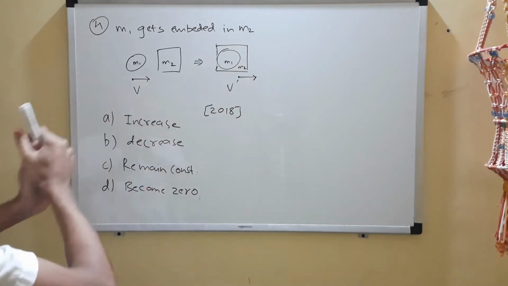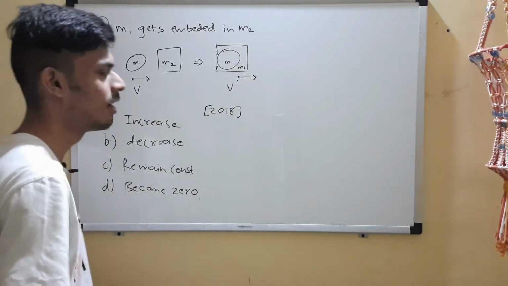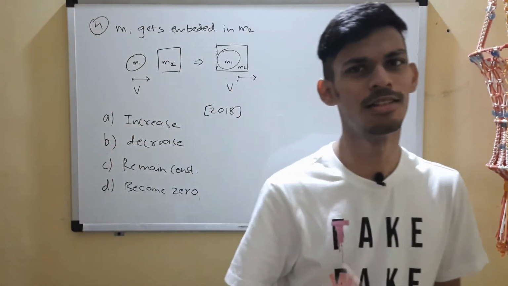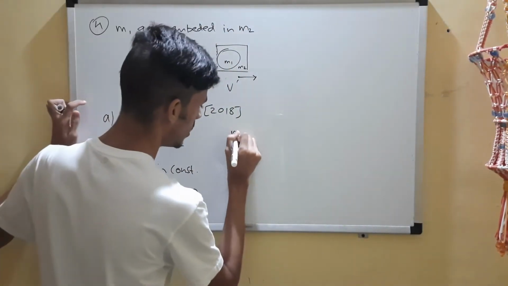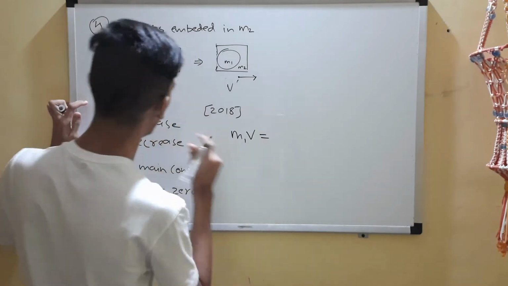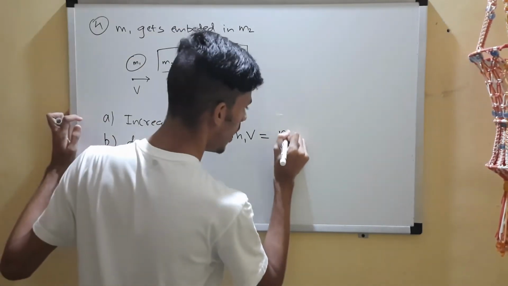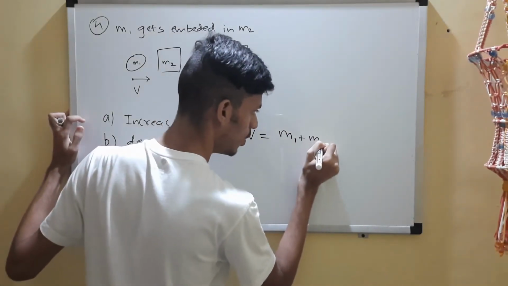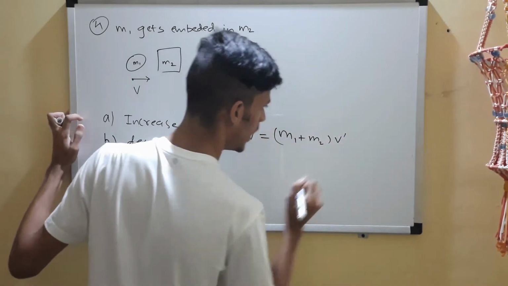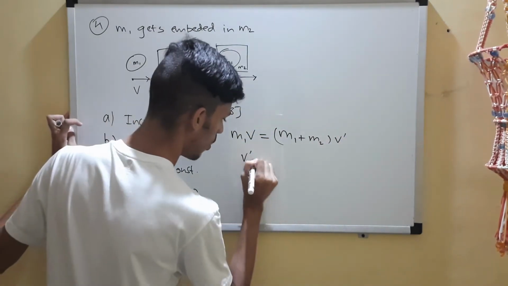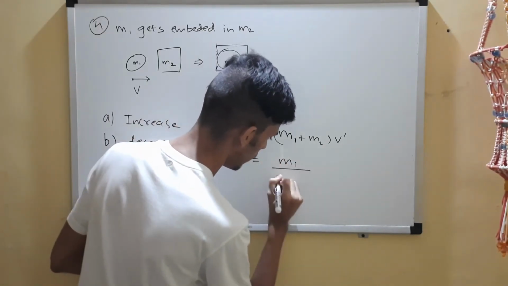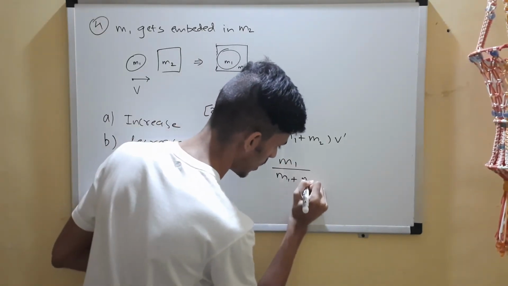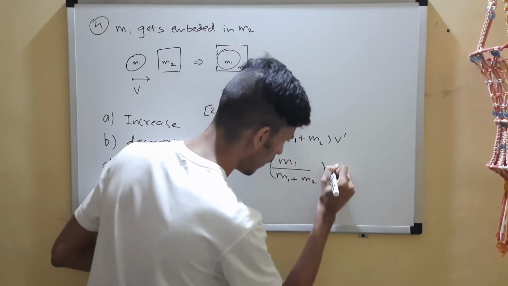Because we can see a collision happening over there. In any type of collision, momentum is always conserved, right? So let's just apply momentum conservation. m1 into v, initial momentum, equals (m1 plus m2) into v dash. Since we have to comment on v dash, let's make that the subject. That will give us m1 upon (m1 plus m2) into v, right?